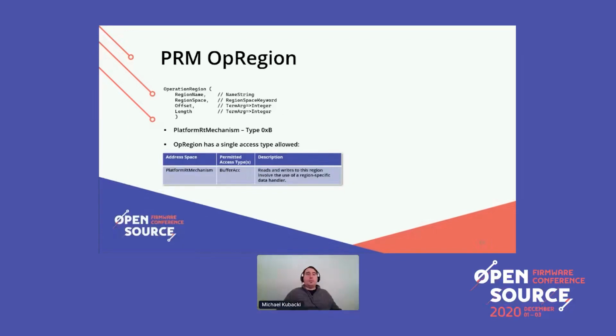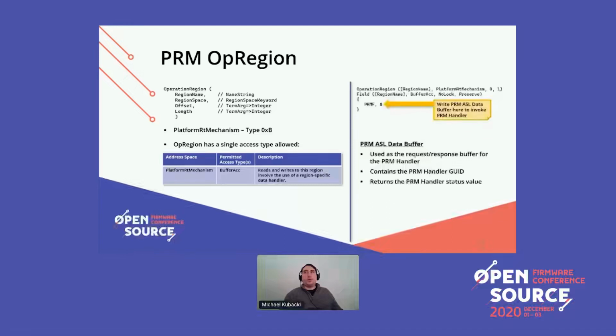As I mentioned, you need to build up that 26 byte buffer with things like the PRM handler GUID you want to call, and maybe some parameter information that you want to pass to it. And then you write that to the op region to actually trigger the PRM call. This is showing the op region over here, and you would write your ASL data buffer that you build up to this field in order to actually trigger the ACPI bridge driver, or the PRM bridge driver, to invoke the PRM handler. So the ASL data buffer, as it's currently defined, is 26 bytes.